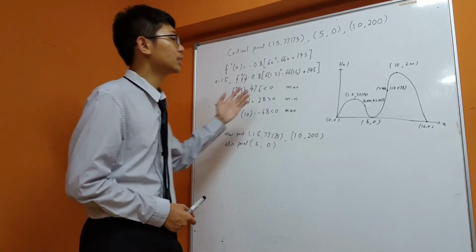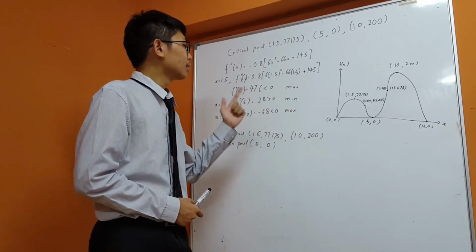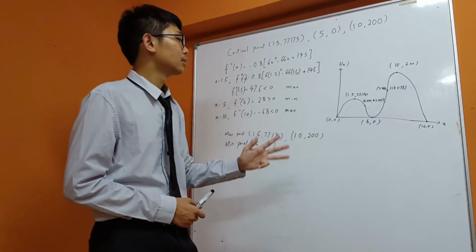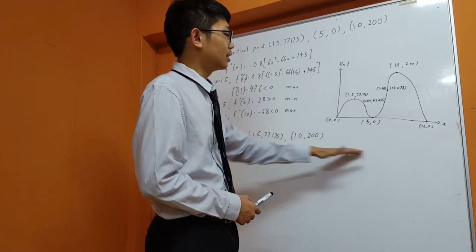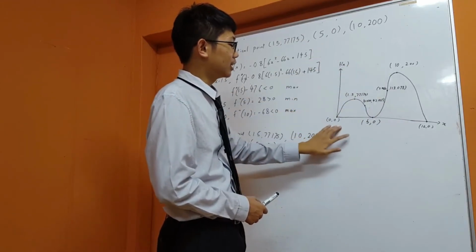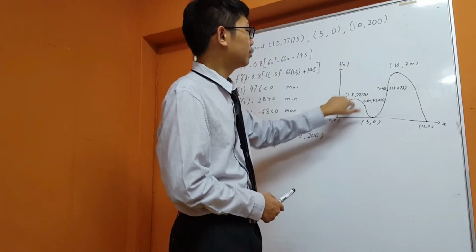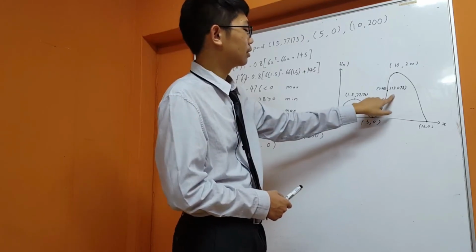So next we can sketch a graph by using the x-intercepts, y-intercept, inflection points, and the local maximum and minimum points. Then the final graph is like this, showing the x-intercepts, y-intercept, local maximum points, local minimum point, and inflection points.